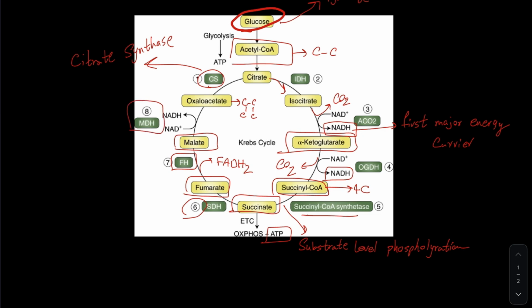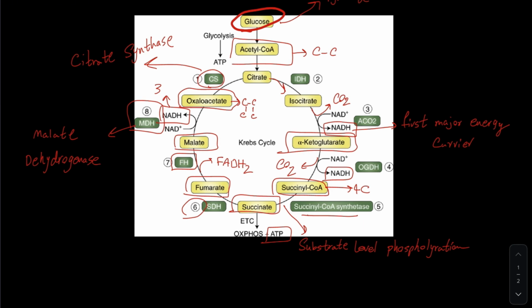Now, step 8. Finally, malate is oxidized back into oxaloacetate by malate dehydrogenase. This enzyme is malate dehydrogenase. Another NADH molecule is produced here, the third one. Now we've returned to oxaloacetate, exactly where the cycle started. The engine is ready for another Acetyl-CoA to enter.